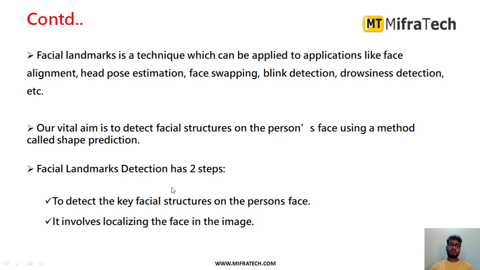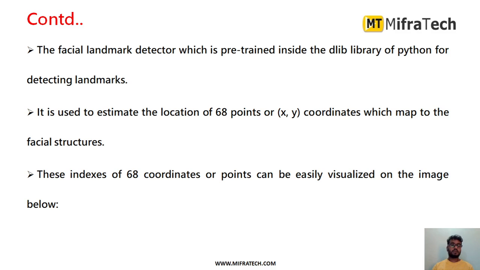Facial landmark detection has mainly two steps: detecting the key facial structures on a person's face, like nose, mouth, jaw, ears, eyes, and localizing the faces in the image. It mainly detects those points and gives a set of points where a person's face can be found. The facial landmark detector is pre-trained inside the Dlib library for Python for detecting landmarks, and it is also used to estimate a location.